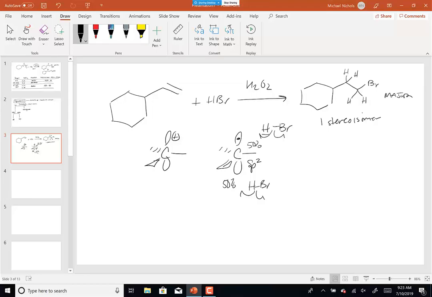So it's just like a carbocation. The carbocation adds the nucleophile 50% from the top, 50% from the bottom. So you end up with that carbon being, if it is a chiral carbon, 50-50. Same thing over here. If I generated a chiral carbon, it would be 50-50. So there's no stereoselectivity in a radical reaction.